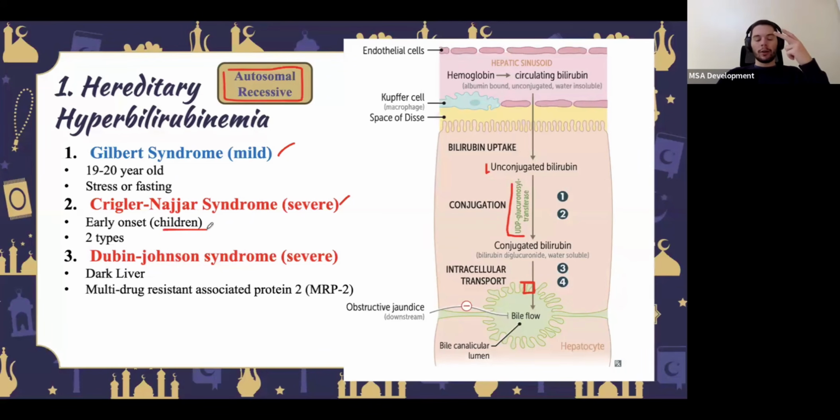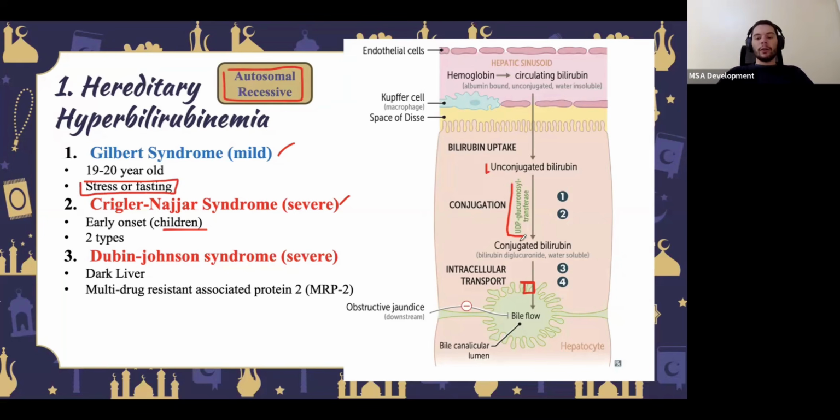There are two types of Crigler-Najjar, type 1 and type 2. Type 1 is typically more severe and needs rapid action, including liver transplantation, phototherapy, and so on. While for type 2, you could just give phenobarbital. Now, on the other hand, you have Gilbert syndrome. As mentioned, it is a mild decrease. It would typically happen over a longer period, and the onset is typically at around 19 to 20 years old. What causes it is periods of stress or periods of fasting, all of which lead to the symptoms of hyperbilirubinemia, jaundice, and so on.